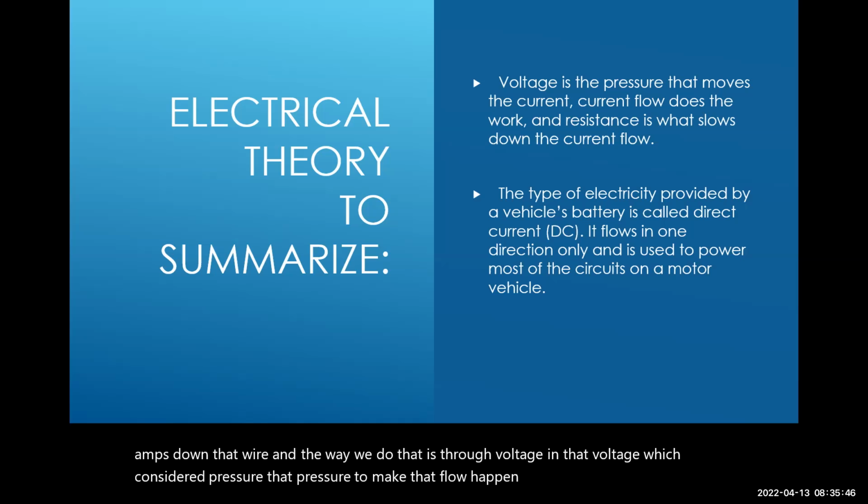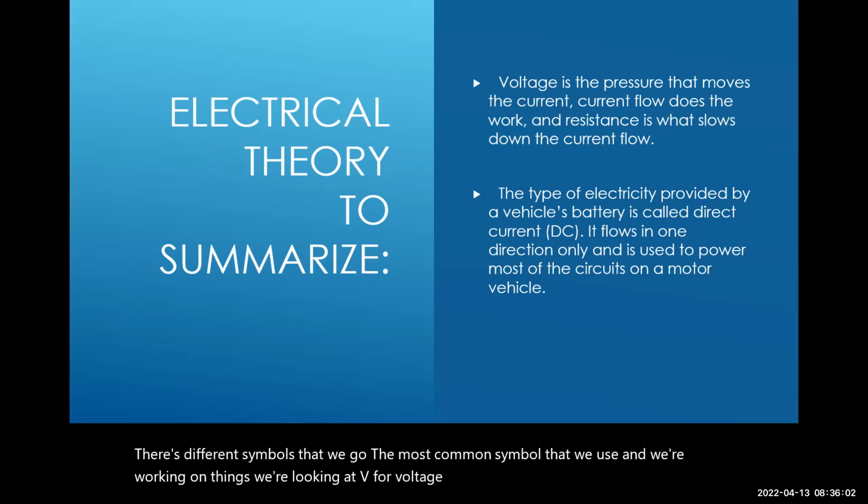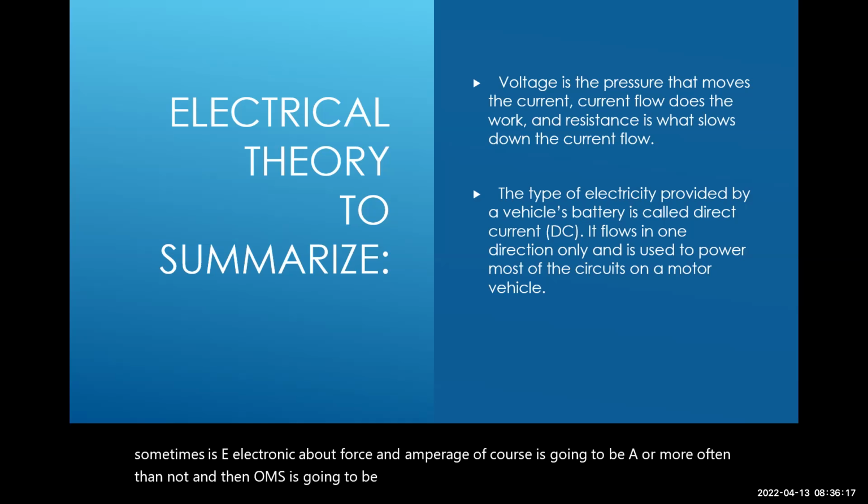So we actually use symbols, and there are different symbols as we go. The most common symbol we use when we're working on things is V for voltage. You'll see some notation sometimes as E, the electromotive force, and amperage, of course, is going to be an A more often than not, and ohms is going to be that omega symbol.